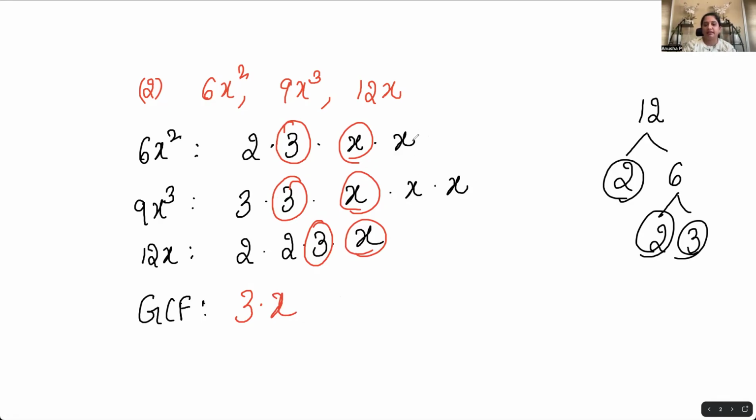Here for the second, there is x in the first two monomials, but there is no x in the third monomial. In order to find the GCF, it should be a common factor from all the three numbers. So here we have only 3 as a common factor and x as a common factor. GCF is 3x.